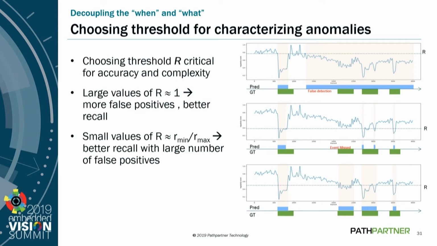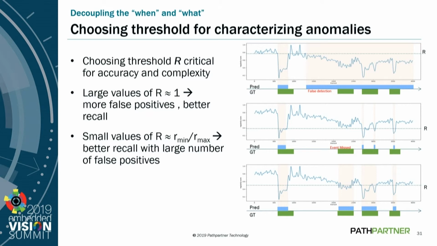So, like I said, the key in the anomaly detector right now turns out to be the choice of the threshold, and this is experimentally obtained. For extremely large values of the threshold R, you may end up with a lot of false detections. For smaller values of R, you may end up missing events altogether. So there is a computational trade-off here.